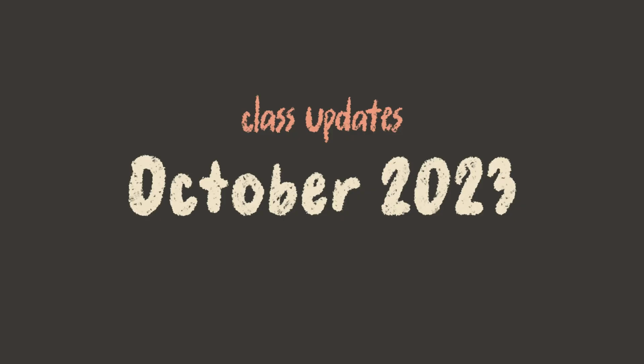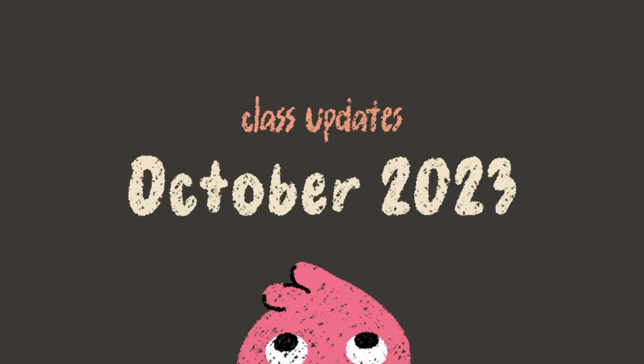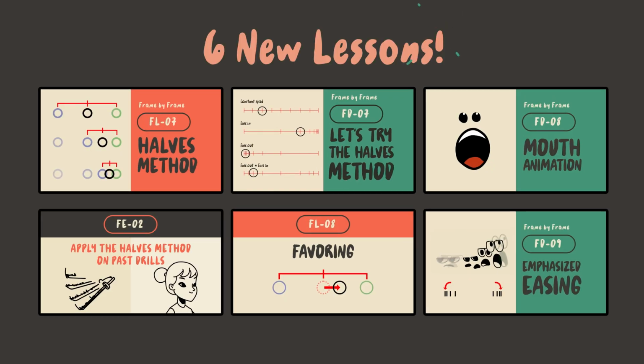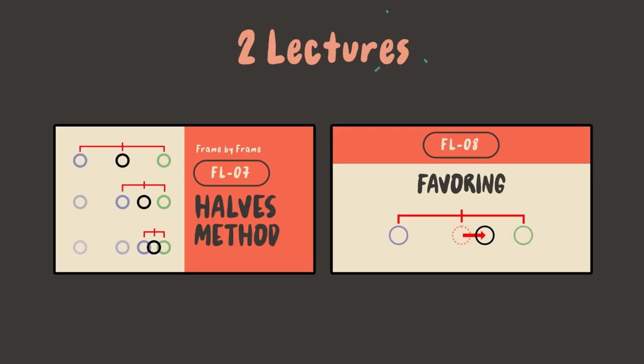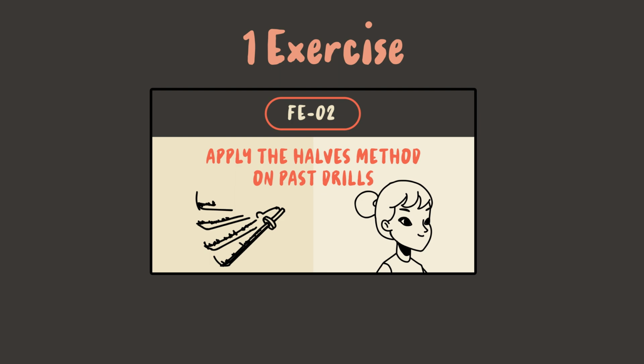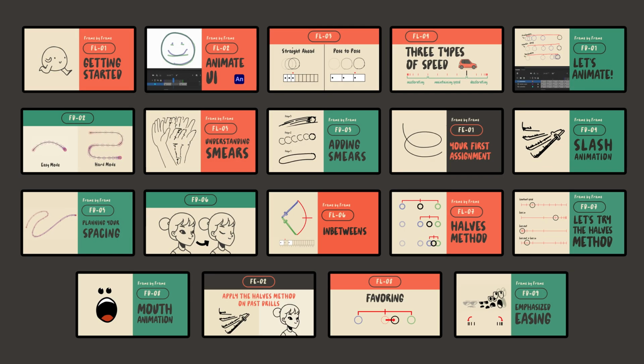So what I have here is my notes, and I just want to give a recap on what we were able to publish this October and what you can expect in November. So this October, we were able to publish 6 lessons, 2 lectures, 3 demonstrations, and 1 exercise. And there are now a total of 19 lessons in the library.